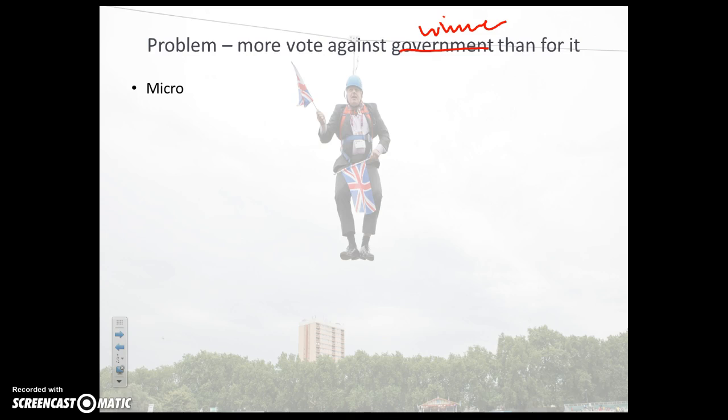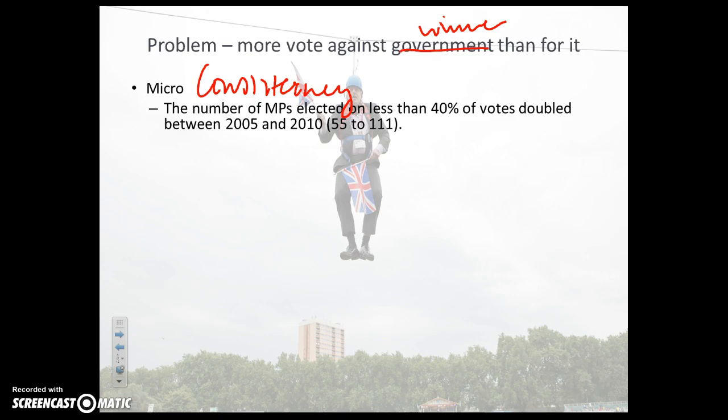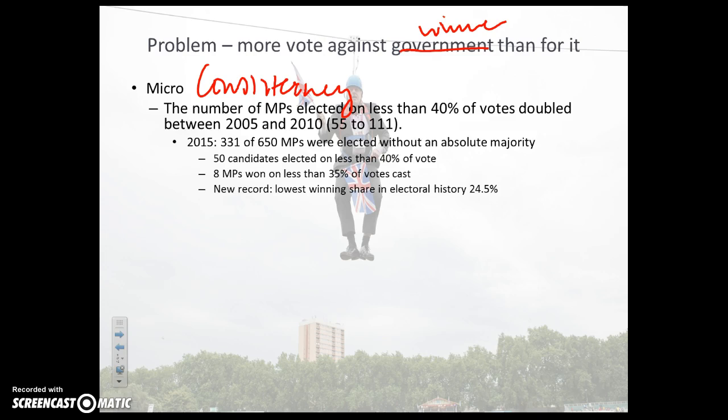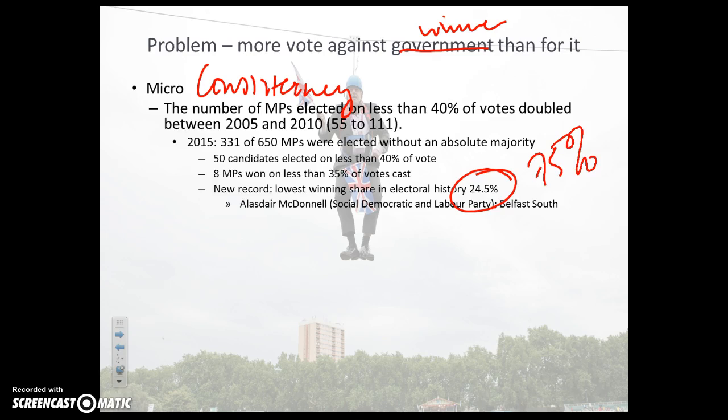Now, what does that mean? At a micro level, that is at a constituency level, what happens is the MP is elected with less than 50% of the vote. The number of MPs elected on less than 40% of the vote has doubled between 2005 and 2010, what you can see there. And here are some statistics, perhaps the most remarkable of which is this one. So we've got an MP here from Belfast South, and obviously 75% of people voted against Alistair MacDonald, and there he is their MP. So that's at a micro level, at a constituency level.